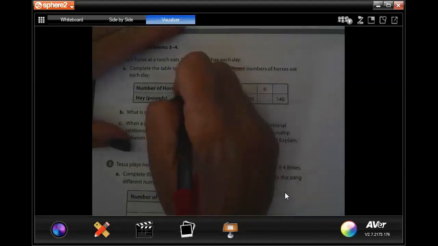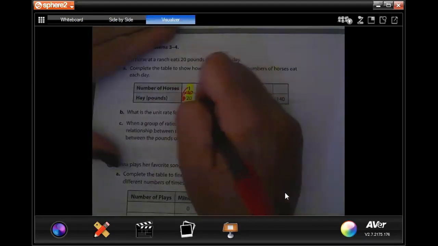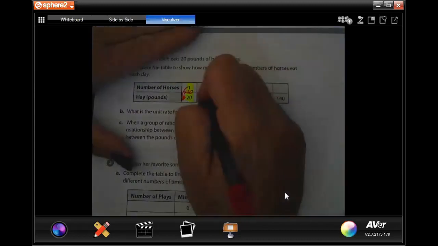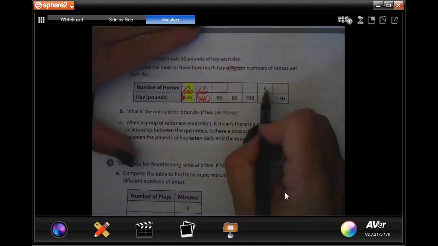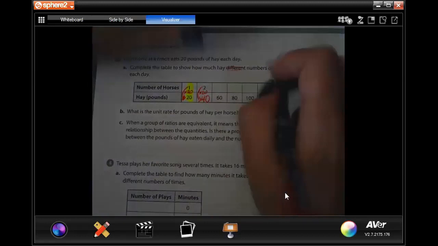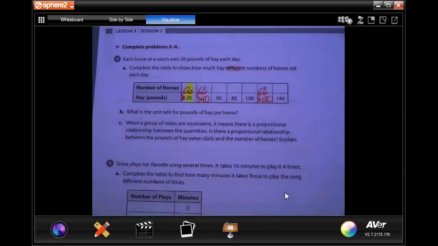Well, I multiplied it by 20. 1 times 20 is 20. So I'm going to do that here. I'm going to take 2 and times it by 20. So 2 times 20 is 40. And we might as well jump over to the 6 horses. So if we know we have 6 horses and each horse eats 20 pounds, I know I'm going to take 6 and multiply it by 20. And that's 120 pounds of hay.